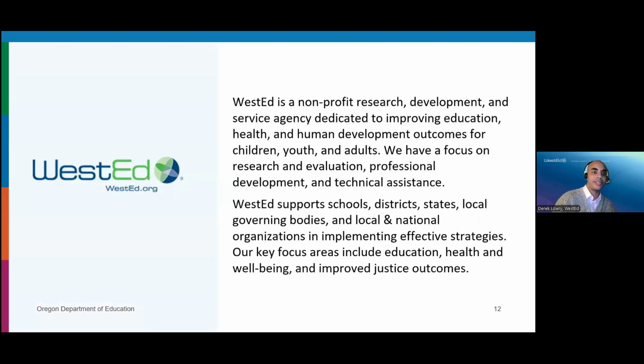And quickly about WestEd itself, WestEd is a nonprofit research, development, and service agency. We are dedicated to improving education, health, and human development outcomes for children, youth, and adults. We also have a focus on research and evaluation, professional development, and technical assistance. We support schools, districts, states, local governing bodies, and local and national organizations in implementing effective evidence-based strategies. And our key focus areas include education, health and well-being, and improved justice outcomes.